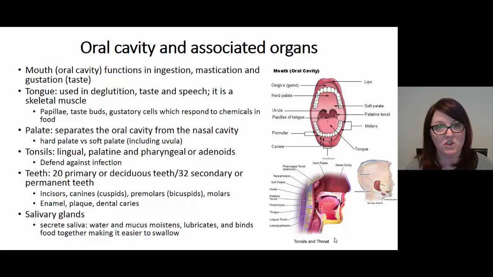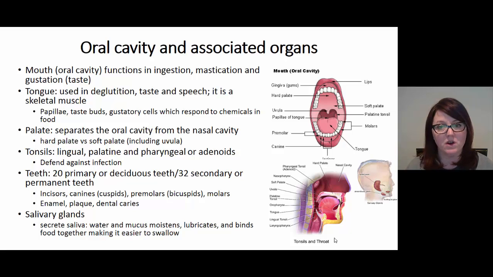Also involved with mastication would obviously be the teeth, right? So we have 20 primary teeth. These are also called baby teeth or deciduous teeth. Sometimes they're even called milk teeth. The 20 primary teeth are usually, but not always, replaced by 32 secondary or permanent teeth.